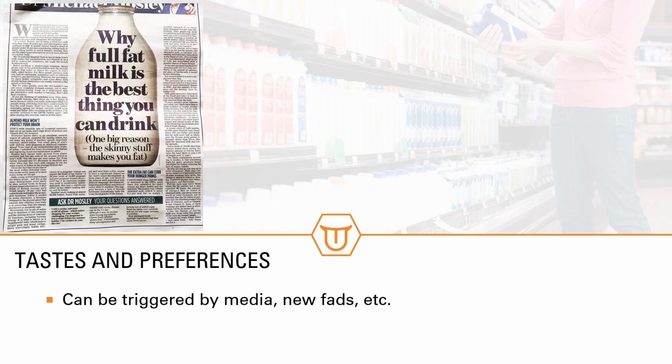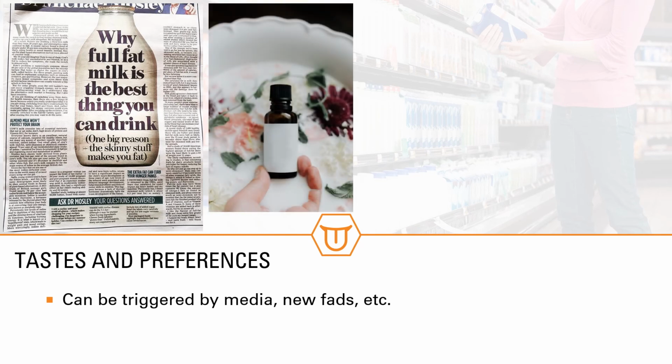For example, if a new article comes out about how milk is so good for you, you'd probably want to buy more, right? Or if there's a new fad, let's say milk baths becoming a huge thing, that's an increase. That's a taste. It's a new fad, so basically people want to get more. That's what we call taste and preferences.